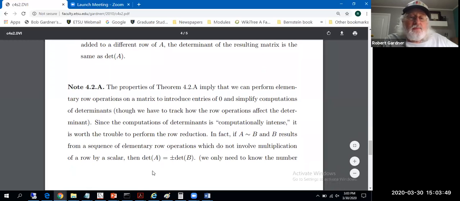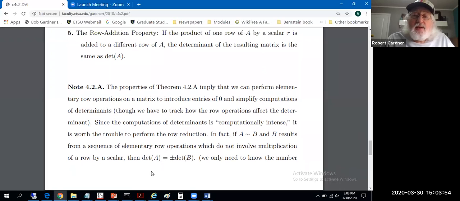So that's what this note 4.2.a basically says. So the plan is, let's introduce zeros as much as we can and do that using the row addition stuff. Maybe we can swap around some rows as well. And by swapping around, we might be able to put a matrix in row echelon form. Probably not reduced row echelon form, in which case the pivots are 1.